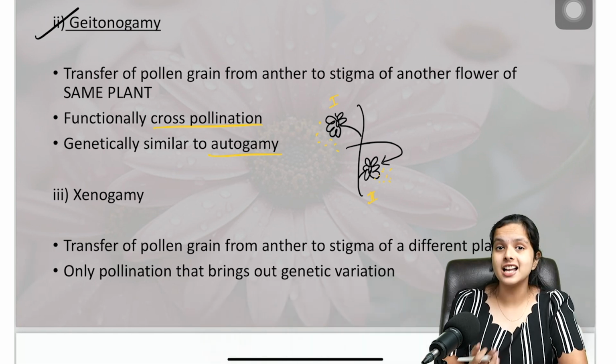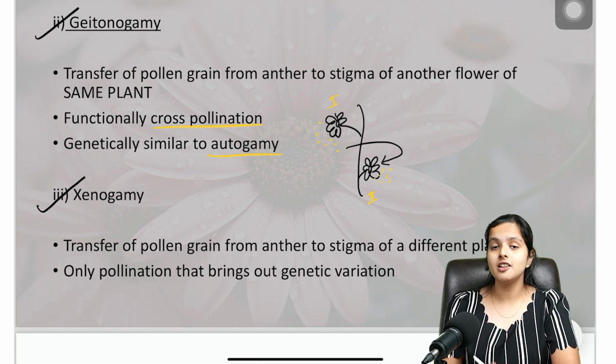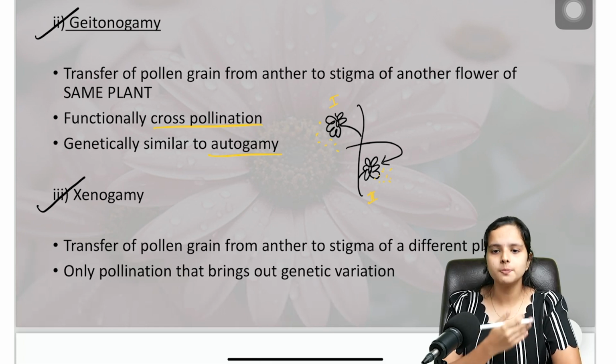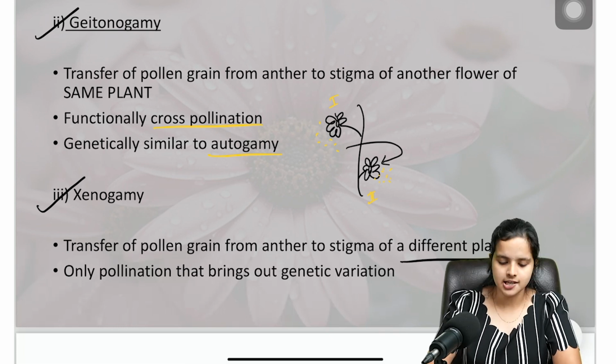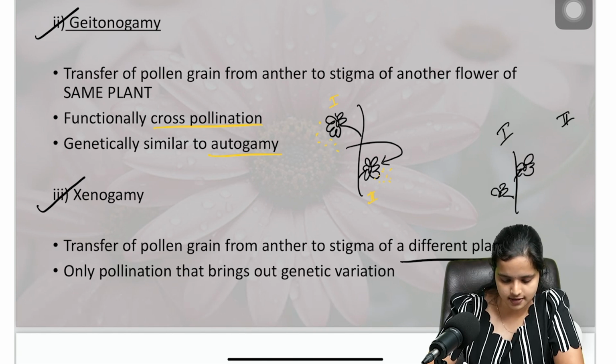Now moving on to the last type of pollination, which is xenogamy, or complete cross-pollination. Here transfer of pollen grains happens from anther to stigma of different plants. The plant itself is different. So you'll have one plant over here. Okay, you'll have a flower. This is the first plant, and then you have another plant over here. Okay, let's draw some more flowers. Okay, you have another plant over here, right?